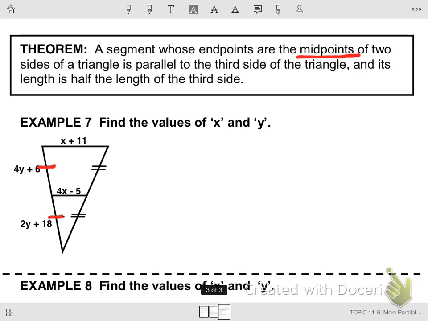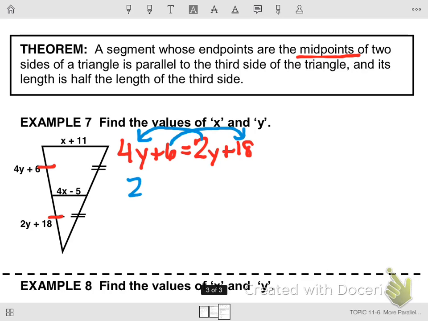So to solve for y, I'm going to do 4y plus 6 equals 2y plus 18. Since I have variables on both sides of the equation, my goal is to bring the 2y to this side, so that means I'm going to have to take the 6 to the right hand side. So if I subtract 2y from 4y, I am left with 2y. And since I have to go to the opposite side, I'm going to take 6 away from 18, and that leaves me with 12. So for this problem, y equals 6.